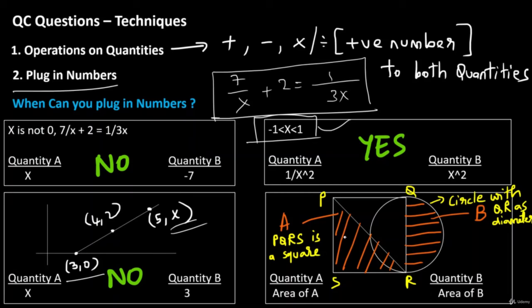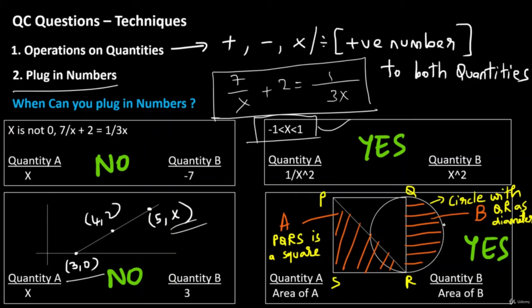Okay, now what about this question over here? Now over here you can see that you have a square PQRS. Now you need to compare the two shaded areas. Over here in quantity A you have area of PSR and in quantity B you have the area of this semicircle, right? Now this is a circle with QR as diameter. Now in this case, yes, you can employ plugging in numbers. You can take the side of the square as say 10 or 4 and you can solve the question, right?